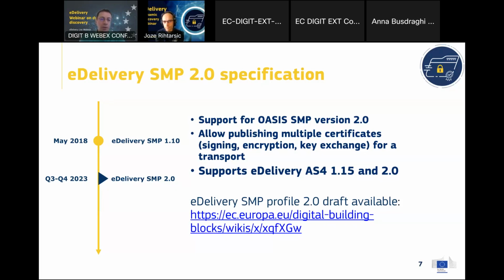And finally, we will support the updated eDelivery AS4 profile, which also has some changes. It moves from version 1.15 to version 2, and it needs certain changes to the eDelivery SMP profile as well. These are included in the new eDelivery SMP profile. So you can see the draft already available online. We will share the slides after the meeting in a few days, so you will be able to click the link if you don't want to copy paste it right now.